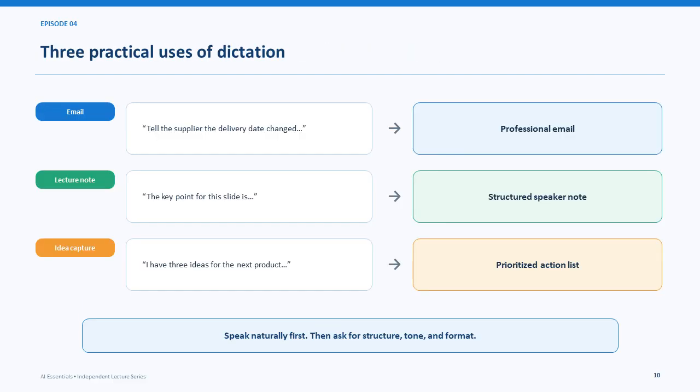Here are 3 practical uses of dictation. A spoken sentence about a delayed delivery can become a professional email. An informal explanation of a pay raise can become a structured speaker note. A quick list of product ideas can become a prioritized action list. Speak naturally first, then request the structure, tone, and format the situation requires.